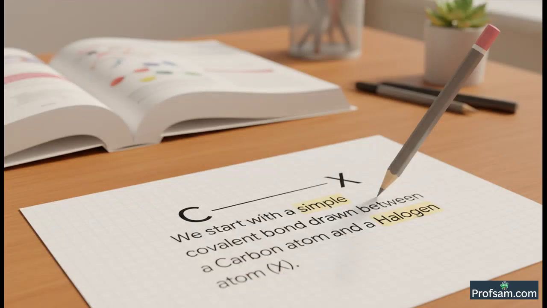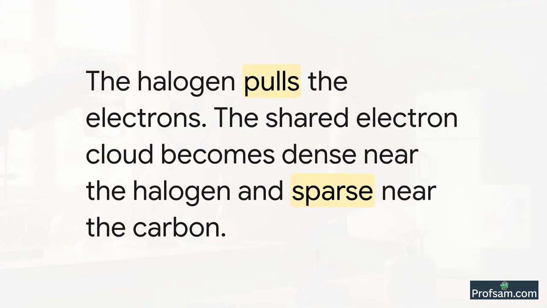So, we always start with the basic picture we draw on paper. A carbon atom, a single line representing the covalent bond, and a halogen atom, which we can just call X. Simple enough, isn't it? But in reality, that sharing is not equal at all.